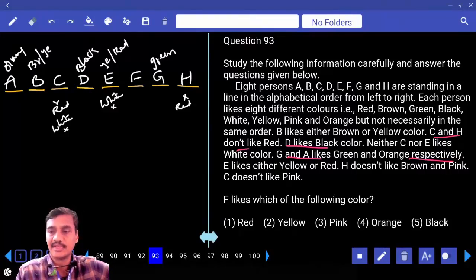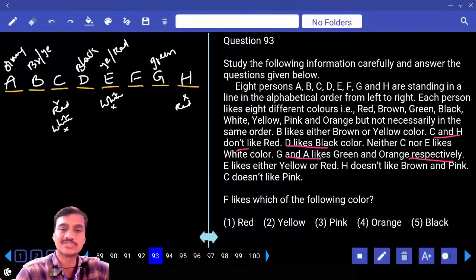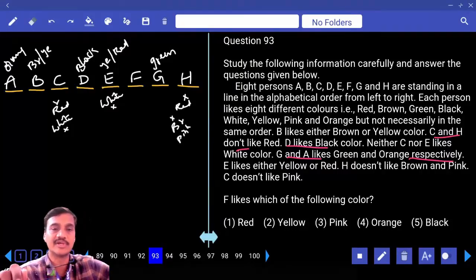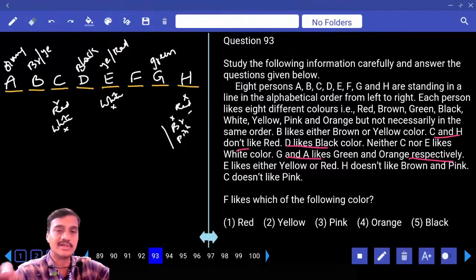And next one, H does not like brown and pink. Brown cannot be at this place, and pink cannot be here. Brown and pink were ruled out for H. As brown and pink were ruled out, red is also ruled out.